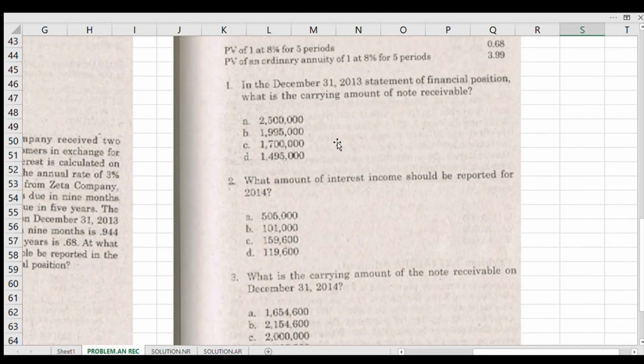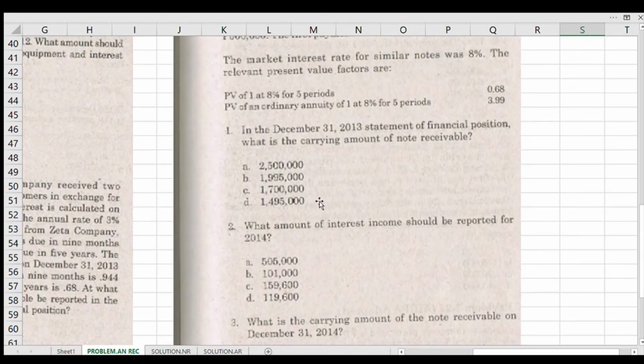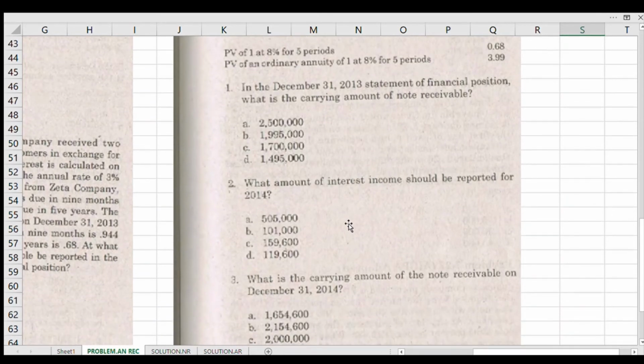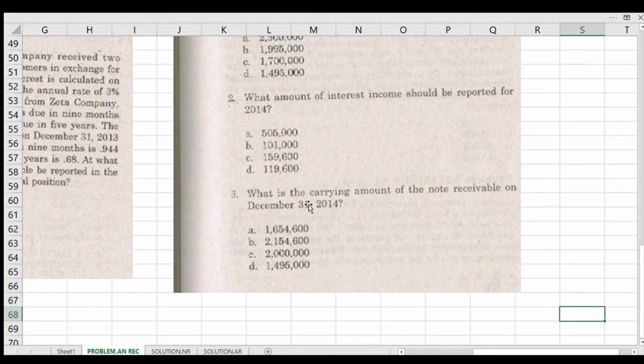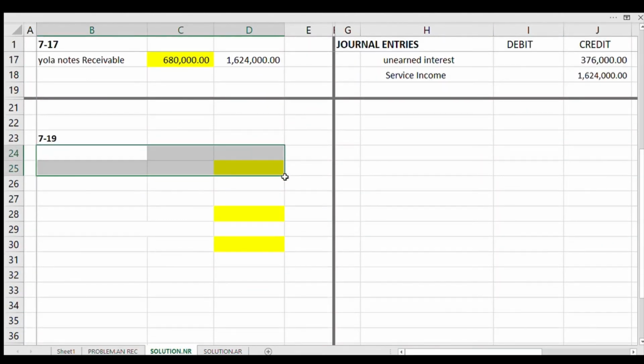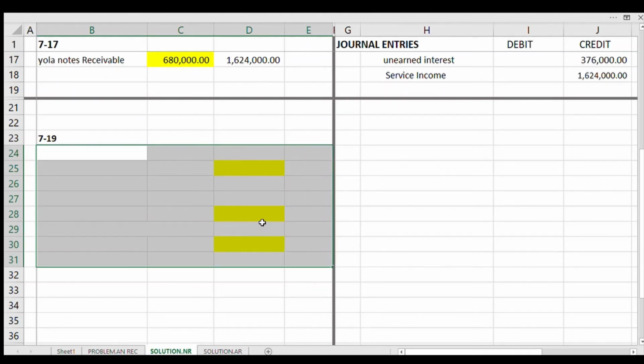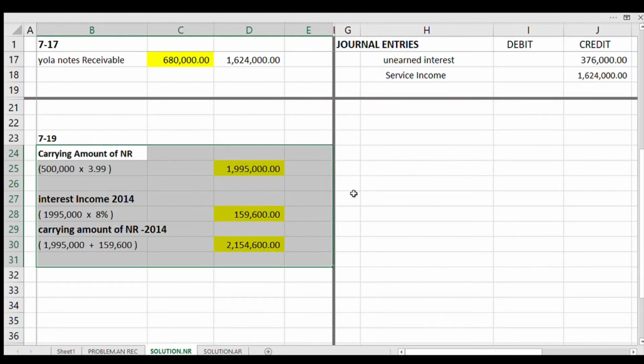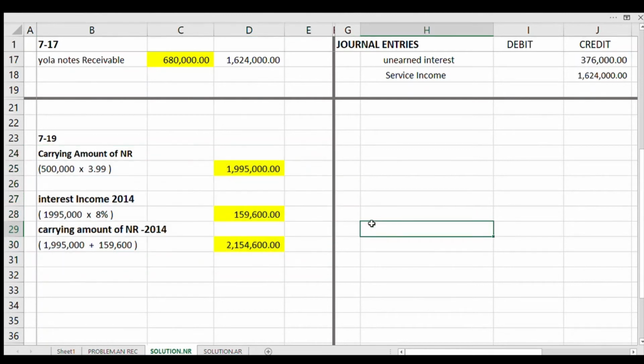The first question was 2013 and the second question was 2014. And the last question, what is the carrying amount of the note receivable on December 31, 2014? Okay, we'll just show you how we will treat this type of problem. We'll show you the solution here, and it's going to be like this.